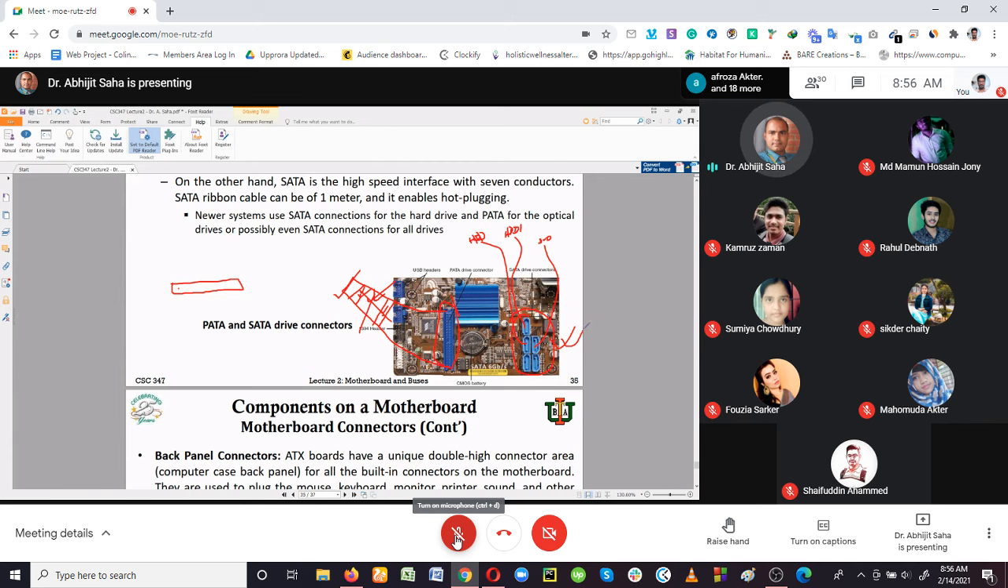These days all the connectors are replaced with the SATA connector. So we are using the SATA cable. One part of the cable is going to be connected to the motherboard, and another part of the cable is going to be connected to the hard disk or DVD drive.